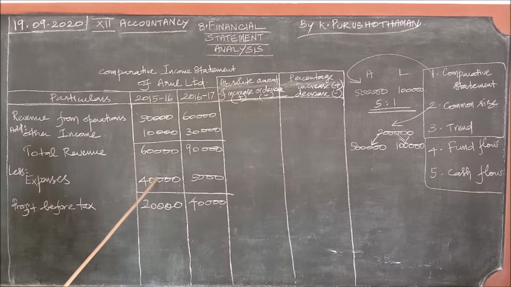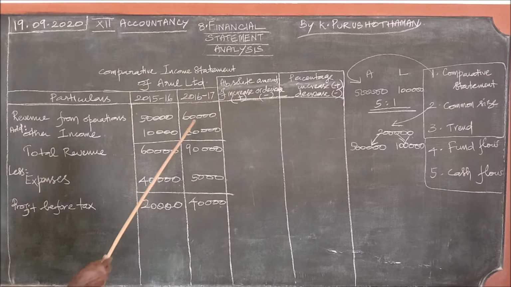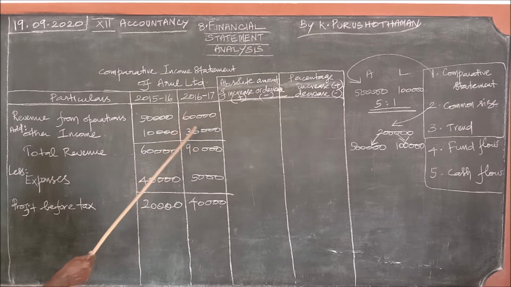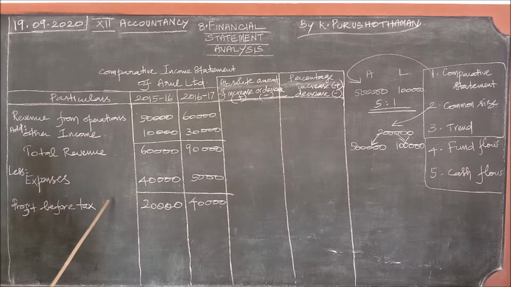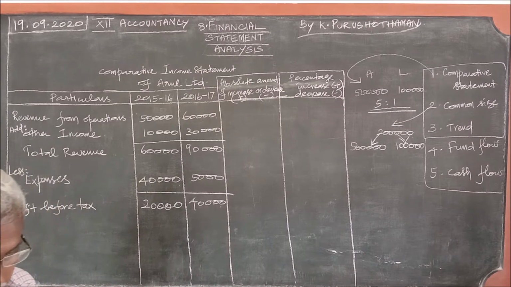From this 60,000, 40,000 is spent, therefore less. And what should be the profit then? 60,000 income, 40,000 expense, the profit will be 20,000. Here, 60,000 from income plus 30,000 from other sources of income is totally 90,000. From 90,000, 50,000 is spent, therefore the profit is 40,000. This is before calculating the tax. After calculating the tax, we will see it in the next problems, in the next class.